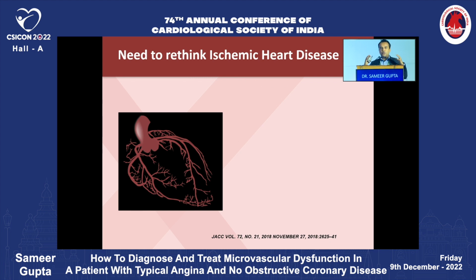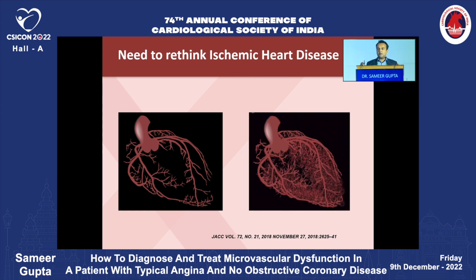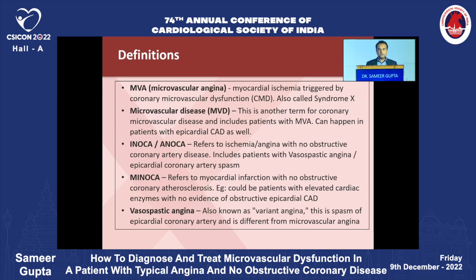So we kind of need to rethink how we think of ischemic heart disease. This is the traditional model, right? You have epicardial vessels, this is what we've been taught, but the reality is something a little bit different. This is what coronary vasculature looks like. It's a lot more dense, it's like hair, it's like cotton, it's just a lot more than what epicardial stenosis is.